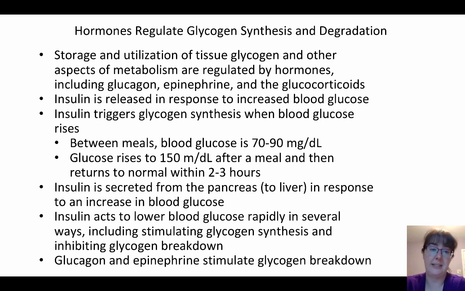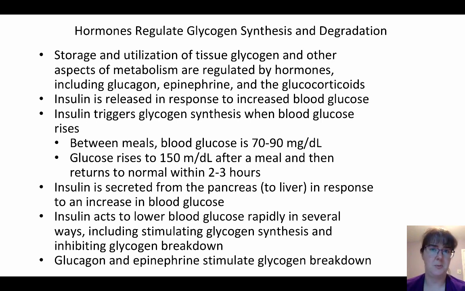Since we're still dealing with sugars and carbohydrates, we're still going to have to look into the ability of hormones to help regulate this, including glucagon, epinephrine, and the glucocorticoids. So insulin is going to be released in response to increased blood sugar, and that's going to trigger glycogen synthesis. So when there's too much blood sugar in the bloodstream, insulin's going to go.